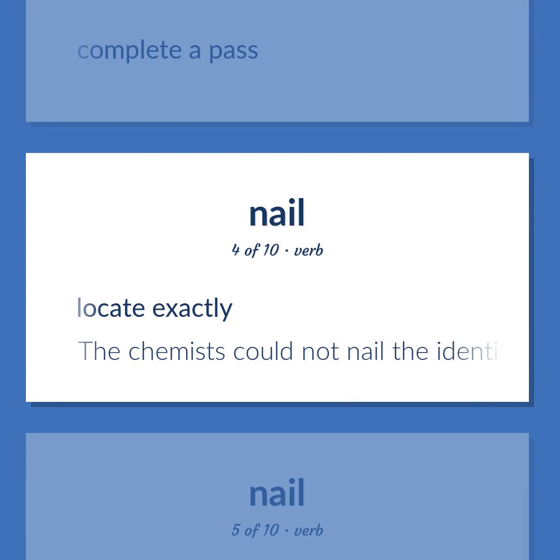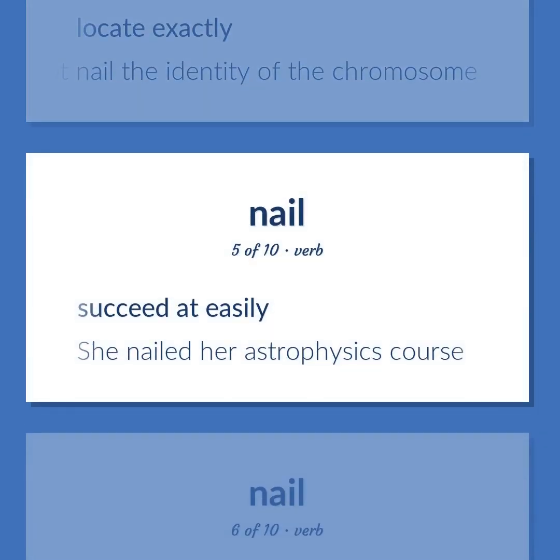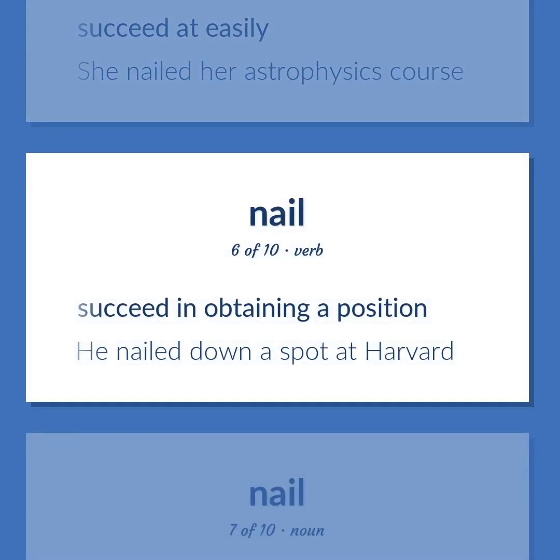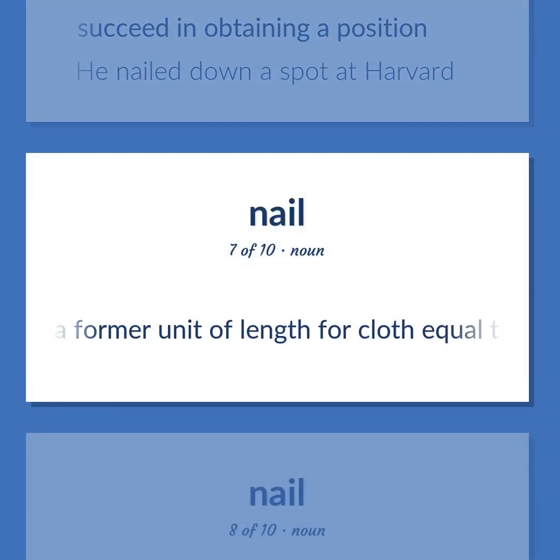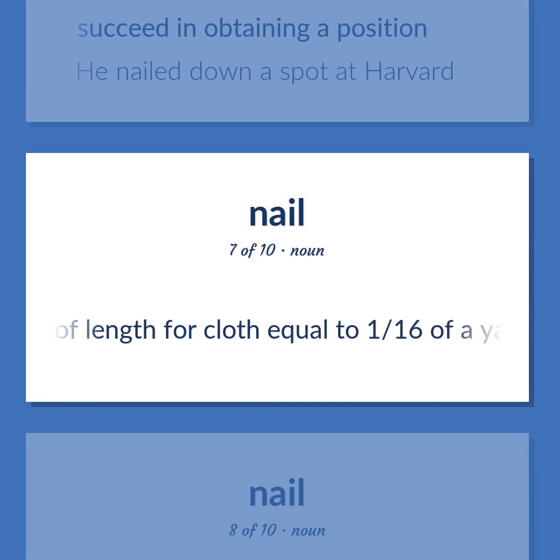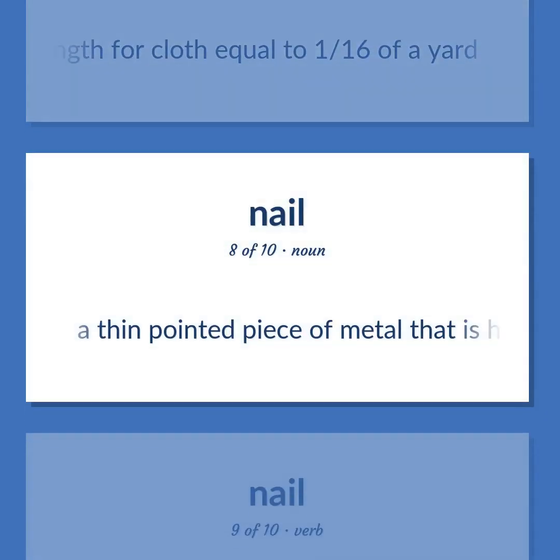Locate exactly. The chemists could not nail the identity of the chromosome. Succeed at easily. She nailed her astrophysics course. Succeed in obtaining a position. He nailed down a spot at Harvard. A former unit of length for cloth equal to 1/16 of a yard. A thin pointed piece of metal that is hammered into materials as a fastener.